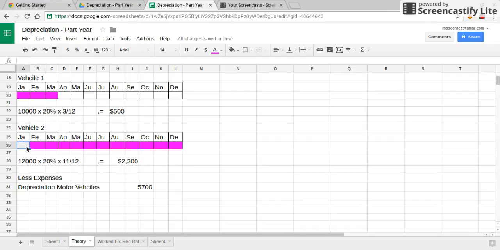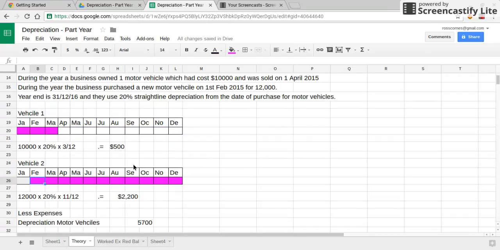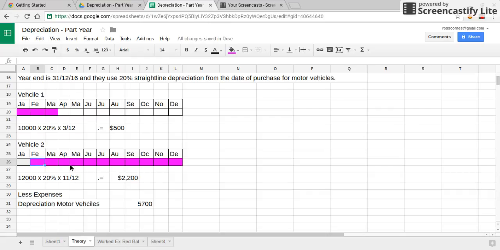Vehicle 2 was the one that we purchased on the 1st of Feb, so we owned it for the whole of February, March, April, May, June, July, August, September, October, November and December in the year, so that's 11/12. So we need to do 12,000 times 20%, which is 2,400, divided by 12 to find out how much depreciation we need to provide for each month, and then multiply it by 11, and that gives us 2,200 depreciation for the whole year.